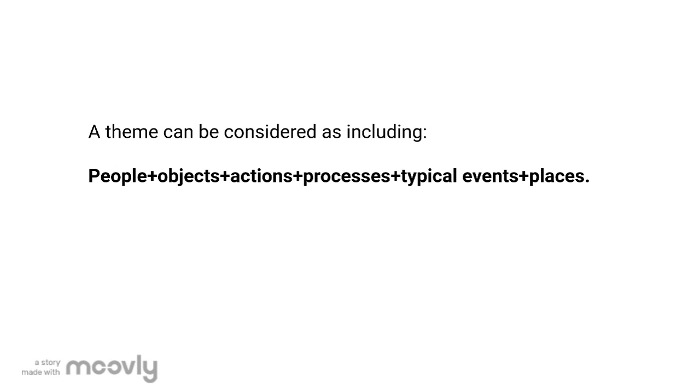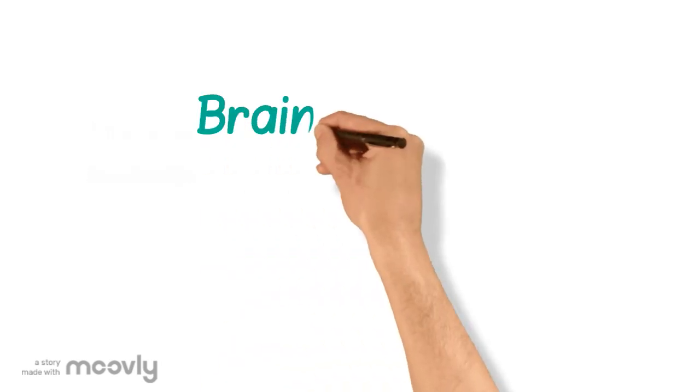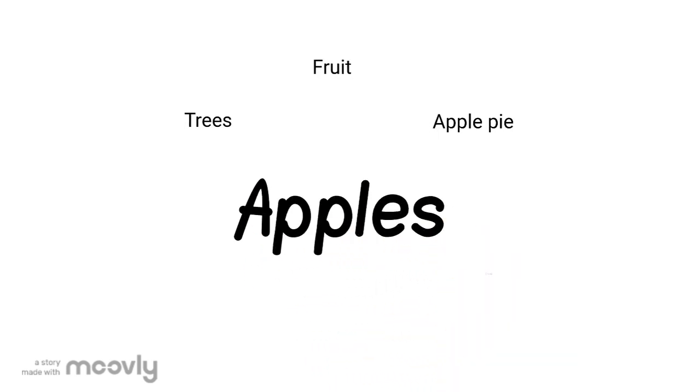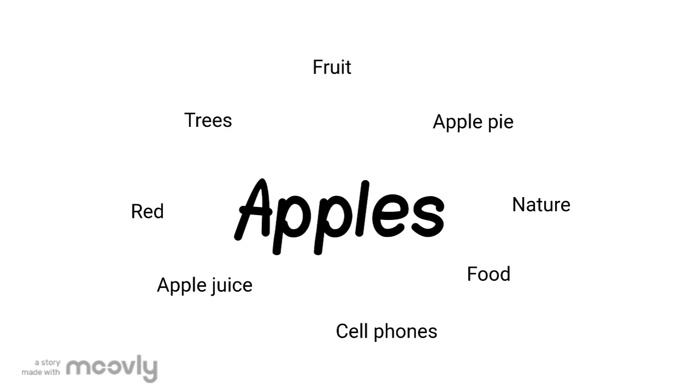Planning content. A theme can be considered as including people, plus objects, plus actions, plus processes, plus typical events, plus places. For planning content, we have 2 non-linear ways, brainstorming and web. Brainstorming is a process that starts with one idea and then it continues with students' random suggestions and spontaneous links. You start with one topic, for example, apples, and students will give their ideas about it.